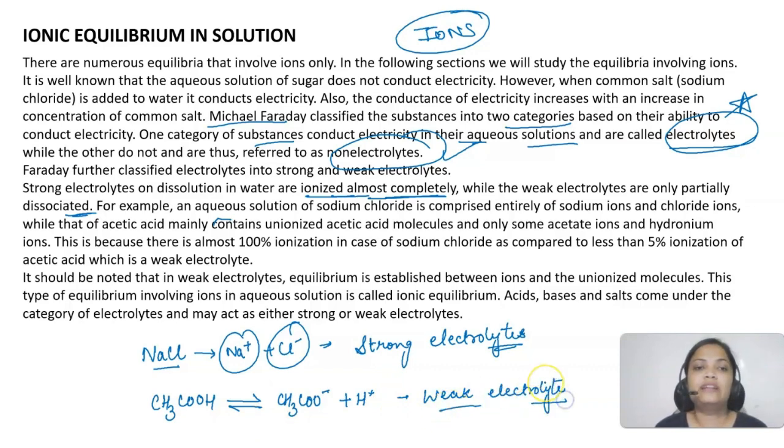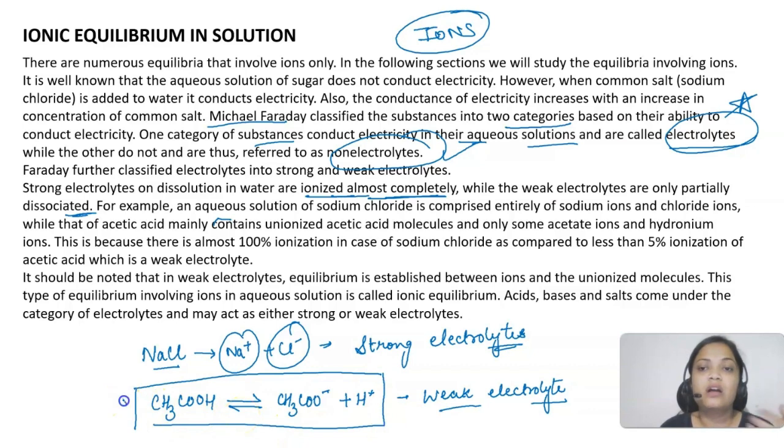So weak electrolyte, like only 5% ionization is happening, only 5% of the molecules will ionize, the rest will remain as it is. So in the case of weak electrolytes, you can see here I have shown the equilibrium sign. Equilibrium is established between the unionized molecules and the ions. This equilibrium is known as ionic equilibrium, that is, the equilibrium involving ions in aqueous solutions. So this is the equilibrium which we will be talking about.